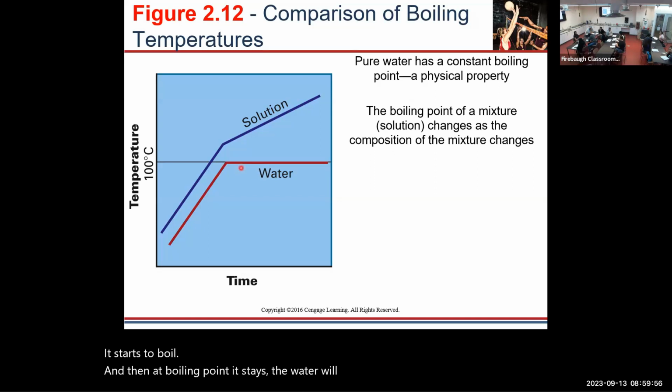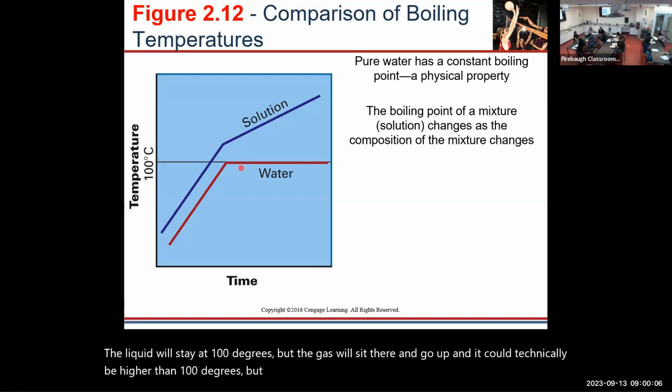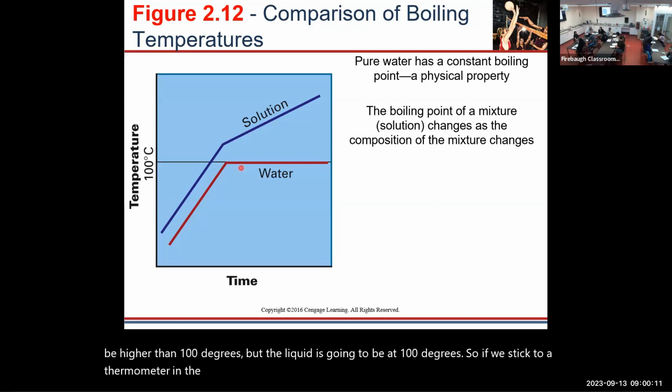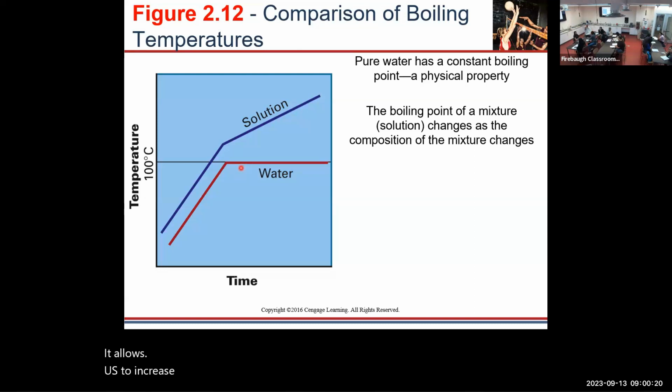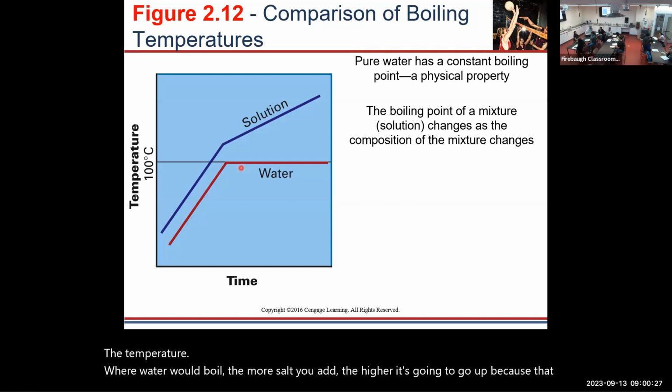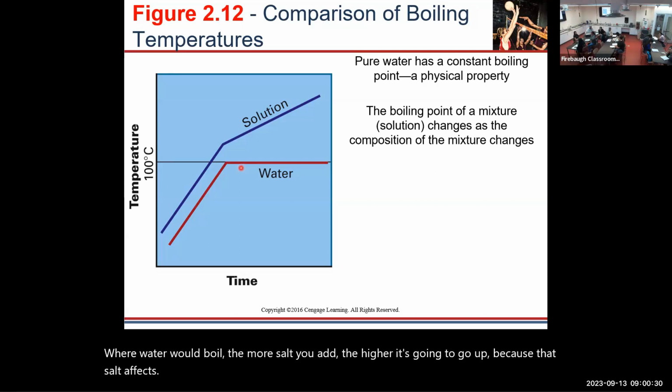The liquid will stay at 100 degrees, but the gas will go up, and it can technically be higher than 100 degrees. But the liquid is going to be at 100 degrees. So if you stick a thermometer in the boiling water, it will read 100 degrees. Now, if we add salt to that water, it allows us to increase the temperature at which water would boil. The more salt you add, the higher it's going to go up, because that salt affects the boiling point, okay?